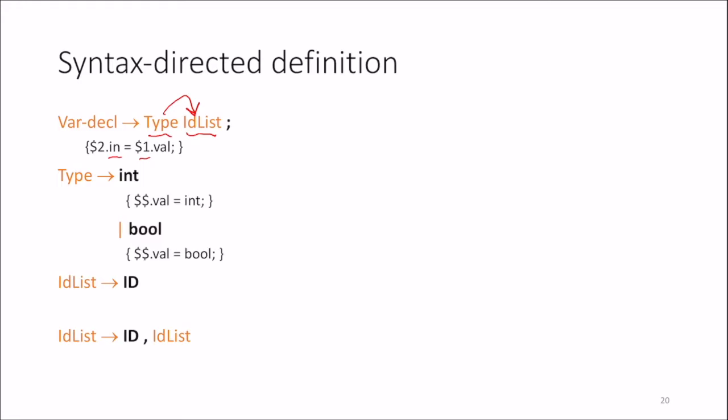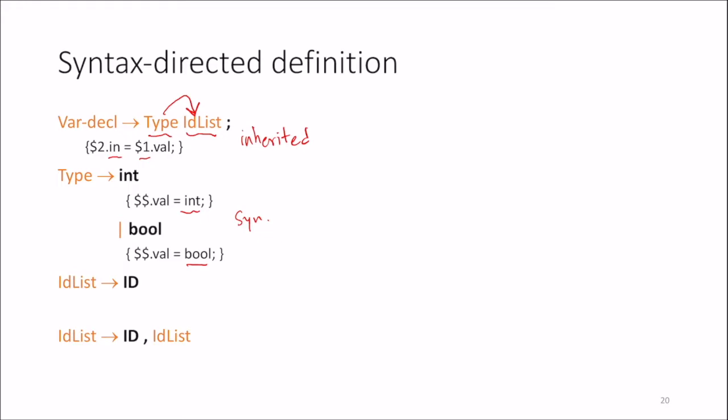These are just synthesized attributes, bottom up. I just say that my left-hand side should know that I'm an integer or a Boolean, depending on which rule I'm expanding. So we have one case of an inherited attribute. These two are synthesized attributes.